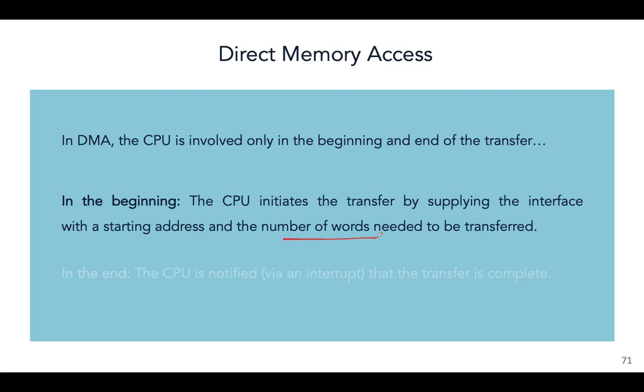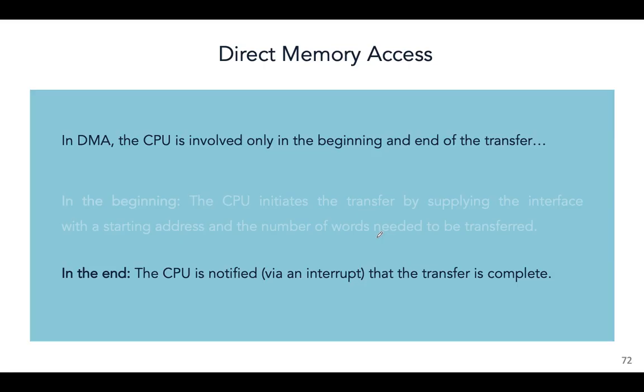And in the end, after the data transfer is complete between the IO interface and the memory, CPU is notified via an interrupt that the transfer is now complete. So these are the only 2 times that a CPU is involved during direct memory access.